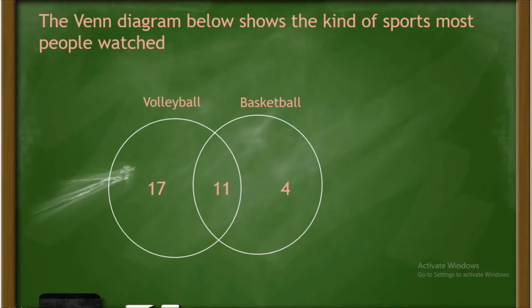So first, dito may 17 siya na volleyball lang yung pinapanood. Plus 11. Bakit i-add natin yung 11? Kasi yung 11 na tao na yan, nanood siya ng volleyball, nanood din siya ng basketball. Kaya dapat i-add natin yan. So 17 plus 11 is equal to 28. Therefore, there are 28 people who watch volleyball.